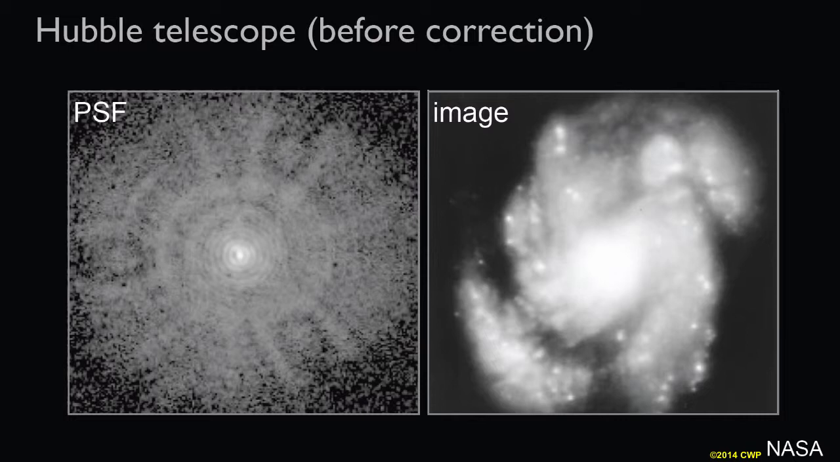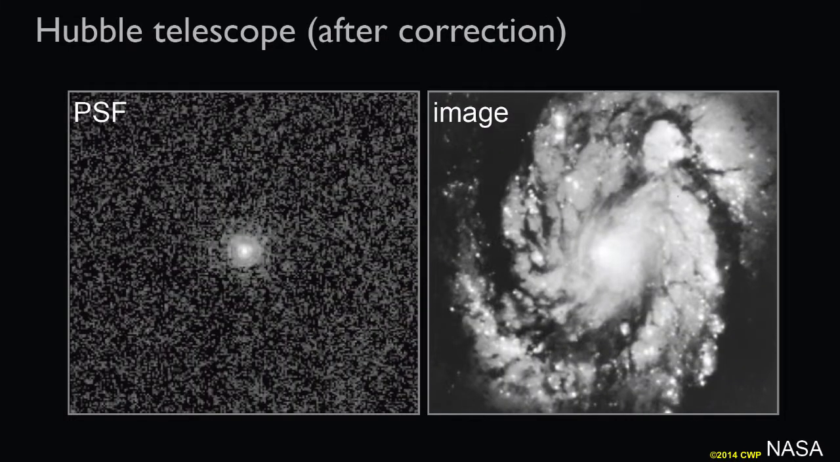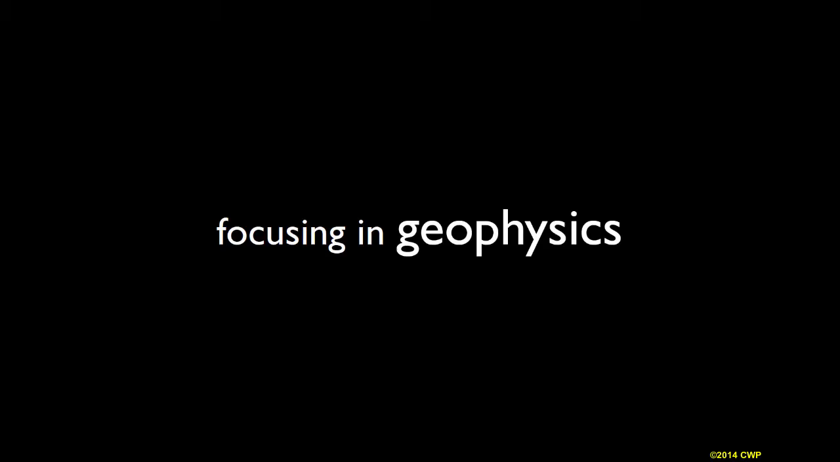After they applied the fix, here are the same two images after the correction was applied. We see that the impulse response is now much more focused. And because of that, the image of the spiral galaxy is also of a lot higher resolution. Now, today I'm going to talk about a similar problem, but in acoustics and in a geophysical setting.